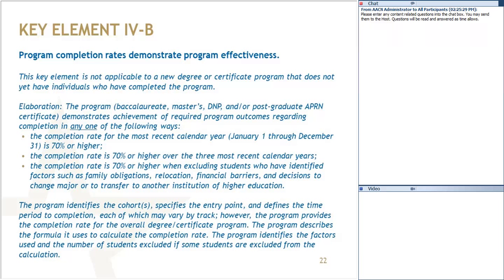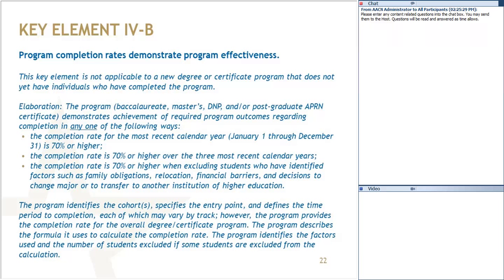They'll run into money issues and not be able to come up with the money to pay their tuition and fees. Or they decide that they want to change their major, or they decided that they want to go to a different institution. So a school can eliminate those people from their completion rate formula if that kind of thing has adversely affected you reaching the 70%. So once you exclude those people, if you have a 70%, then you're in compliance.